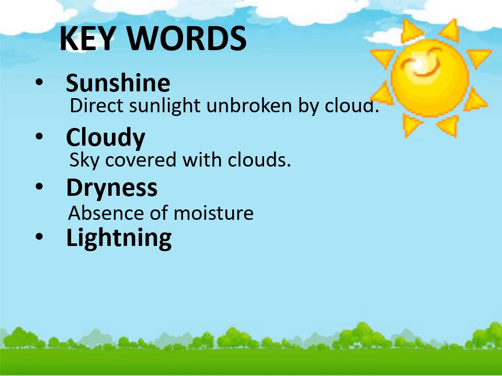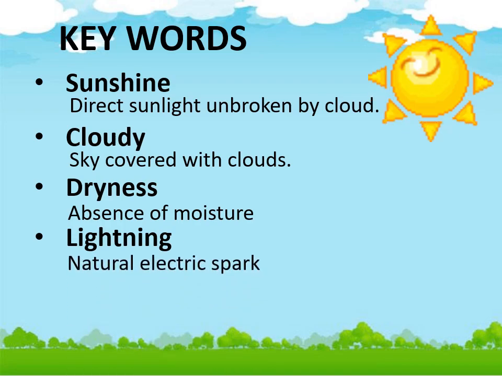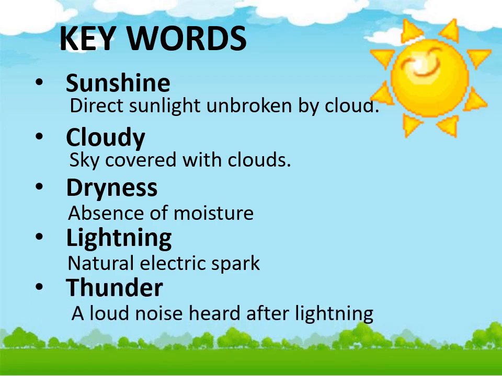The next word is lightning, which means natural electric spark. Spark means a flash of light. So when you see a spark or flash of light in the sky during rain, it means that you have seen lightning. And lightning is seen during a thunderstorm. Now what is thunder? Thunder is a loud noise that is heard after lightning. So both lightning and thunder occur during a thunderstorm.